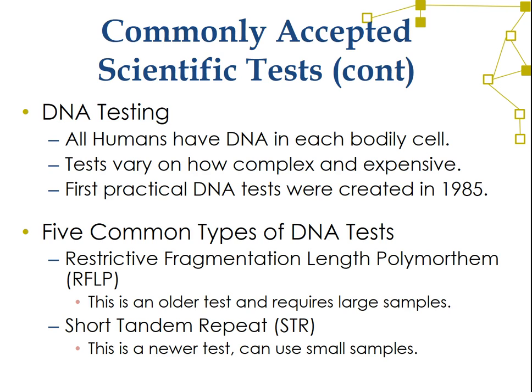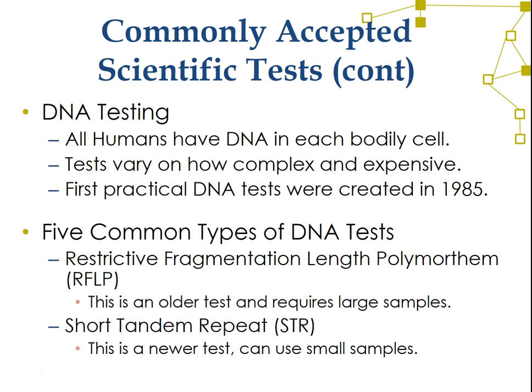So what about DNA? This is a big one. Identical DNA molecules are found in each cell of a person's body. Now, with the exception of identical twins, each individual's DNA is unique. Tests vary on how complex and how expensive the DNA test could actually be. The first practical DNA test applications were created in about 1985.